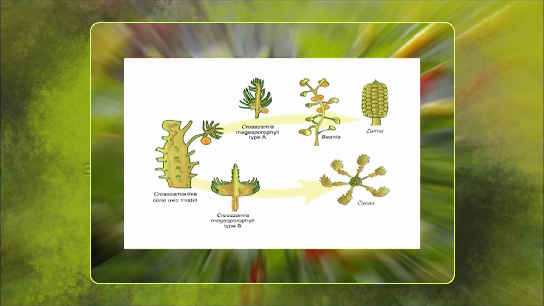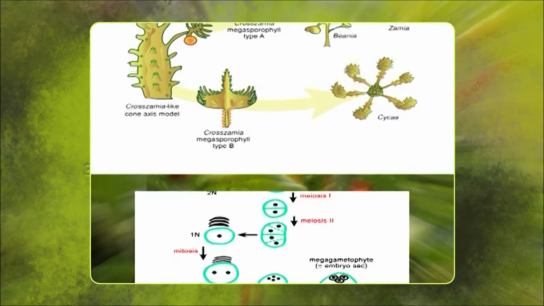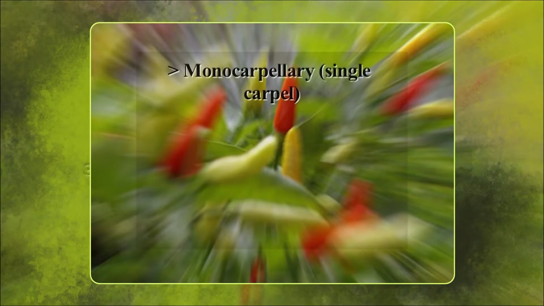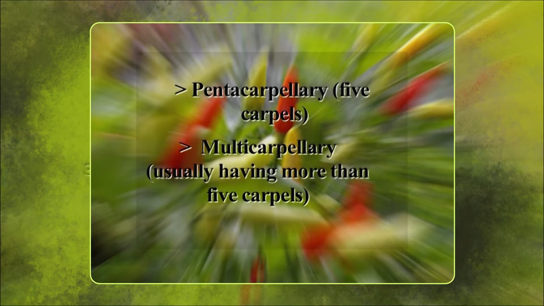Carpels are the megasporophylls which make megaspores and their products, that is female gametophytes. A carpel resembles an involutely folded leaf lamina with its margins fused. The number of carpels is usually fixed for a plant species and it is described as monocarpellary, that is single carpel, bicarpellary, 2 carpels, tricarpellary, 3 carpels, tetracarpellary, 4 carpels, pentacarpellary, 5 carpels to multicarpellary, usually having more than 5 carpels.